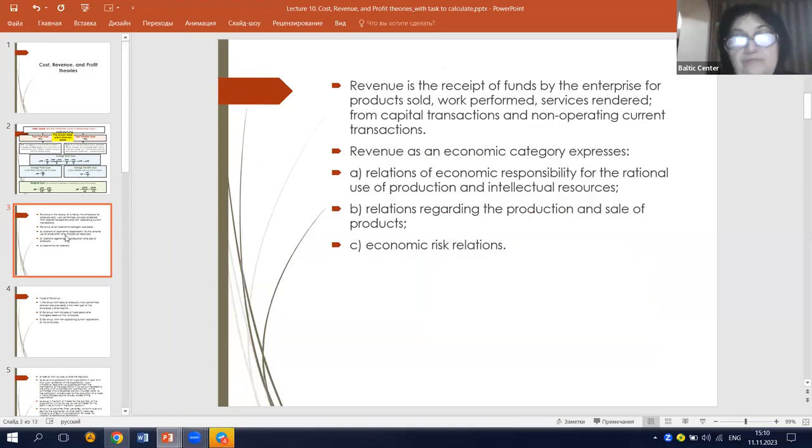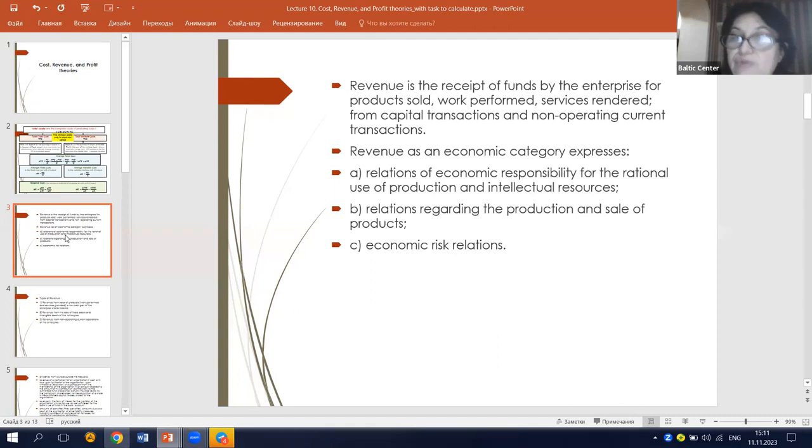So revenue. I think you know revenue. Revenue is a receipt of funds by the enterprise for the activity the company does, for work performed. In what form? Any activity, work performed, services rendered, from capital transactions to non-operating current transactions.